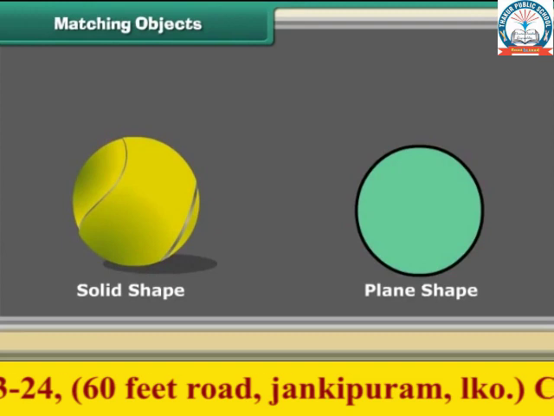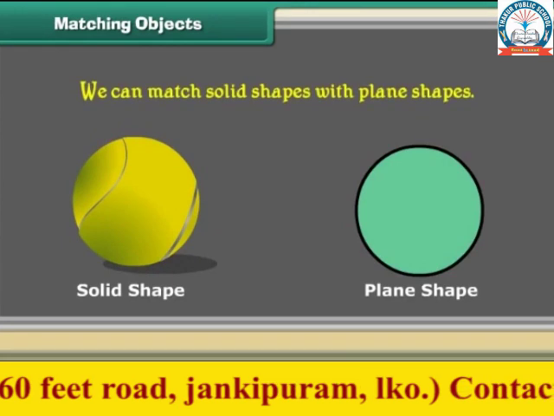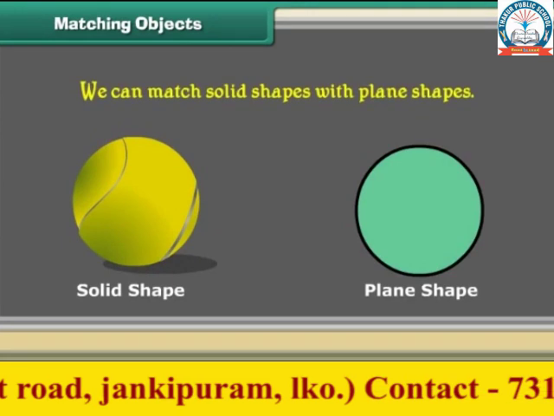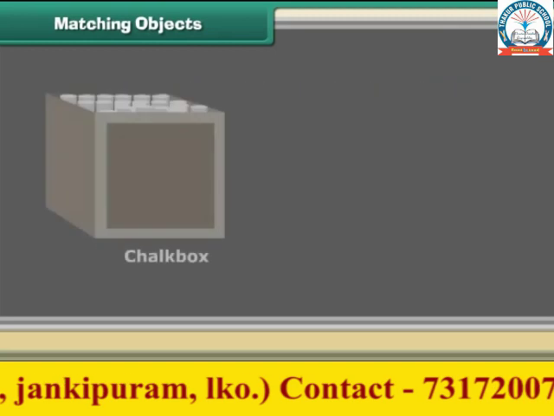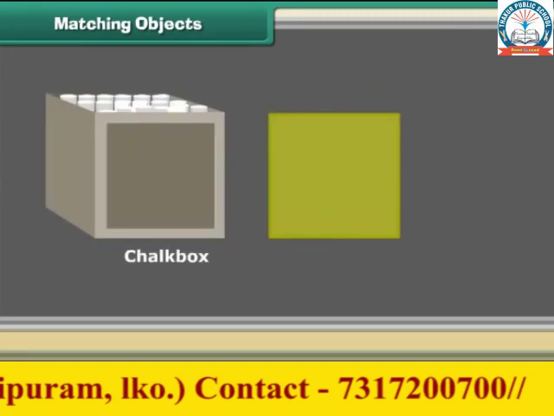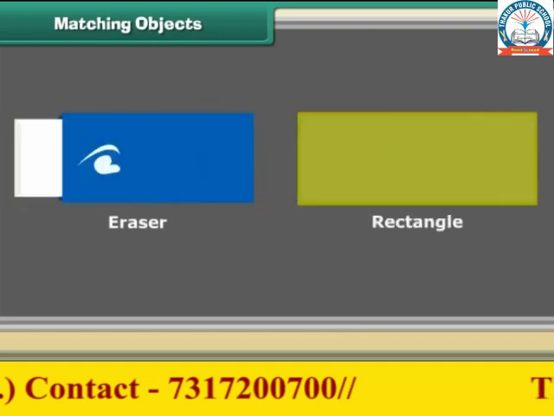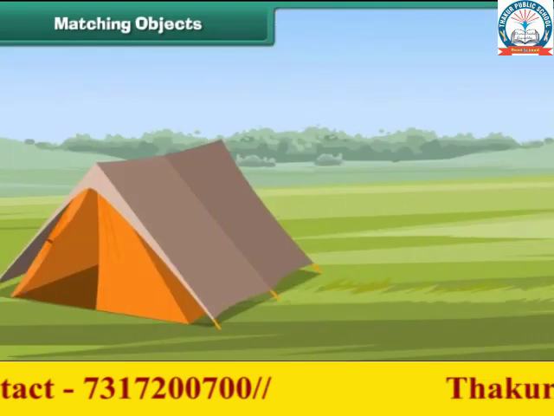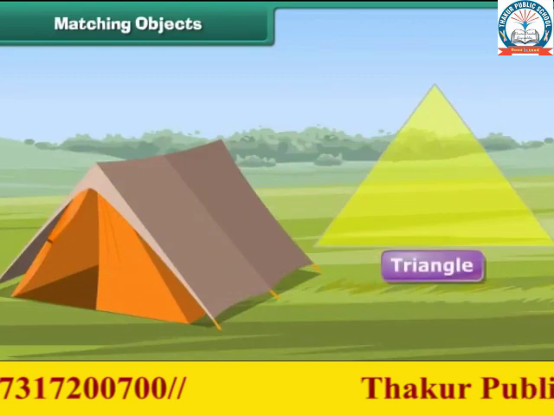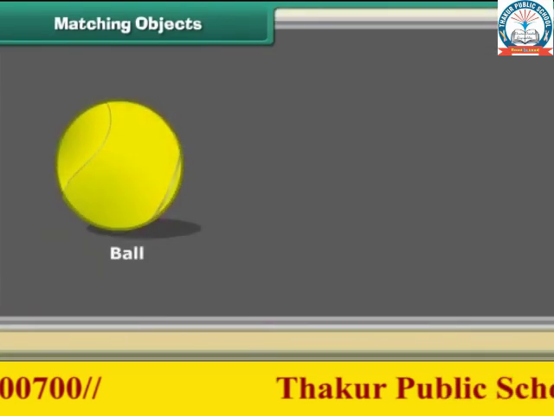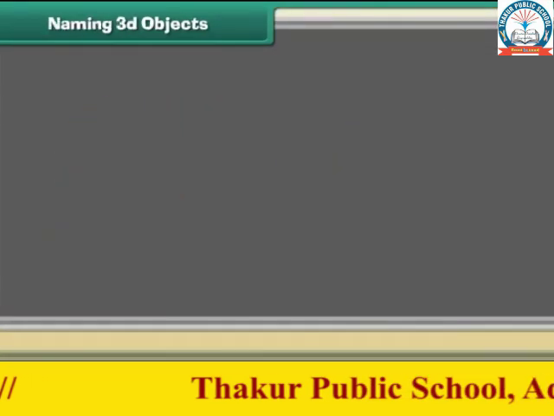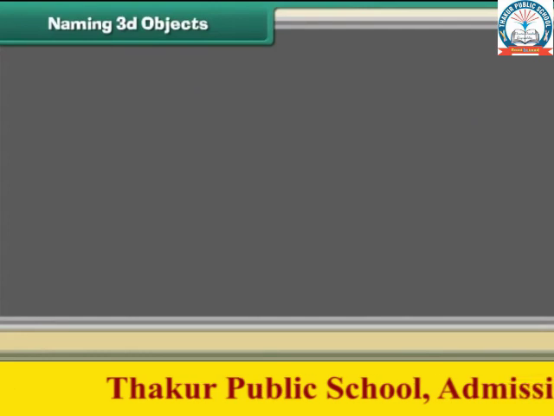Matching objects. We can match solid shapes with plane shapes. We can match a chalk box with a square. We can match an eraser with a rectangle. We can match a tent with a triangle. We can match a ball with a circle.